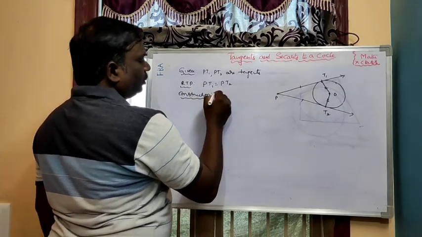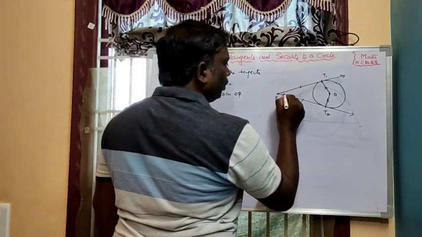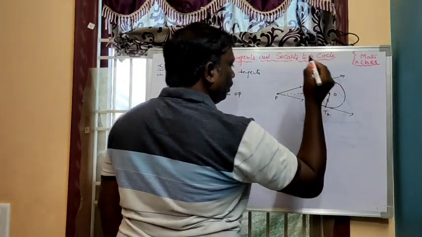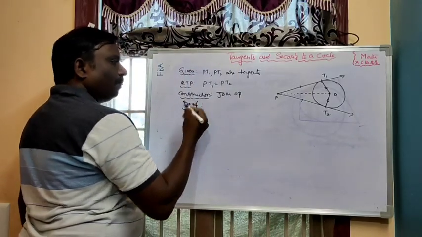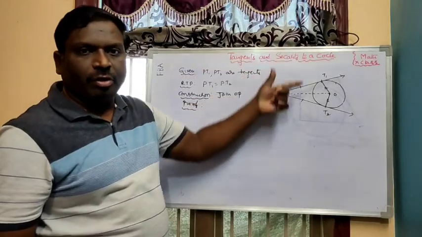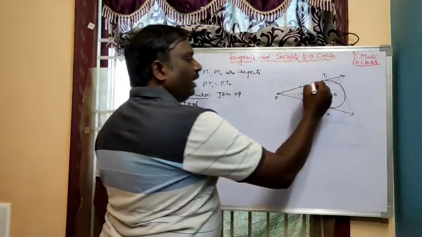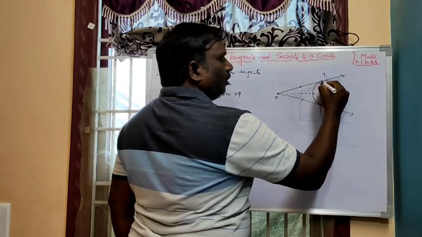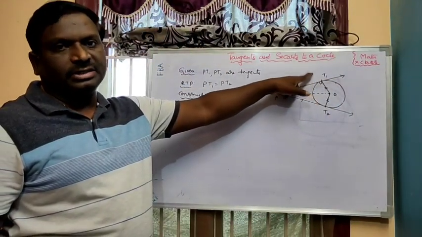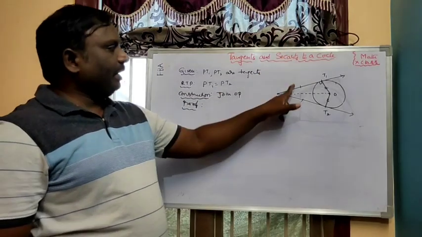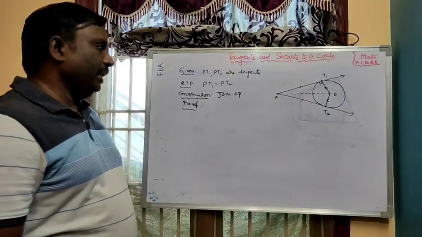What do you have to construct? Join OP. If you join OP in the proof, we need to prove PT1 equal to PT2. Before proving that, identify here the angle between the tangent and radius of the circle at the point of contact is 90 degrees.